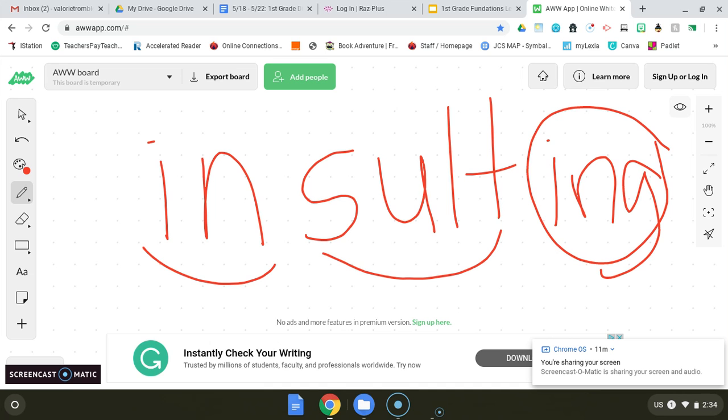And of course, you can mark everything else in that word too. We do have closed syllables and short vowels. If you want to mark that part as well, that's perfectly fine. Let's try another one.